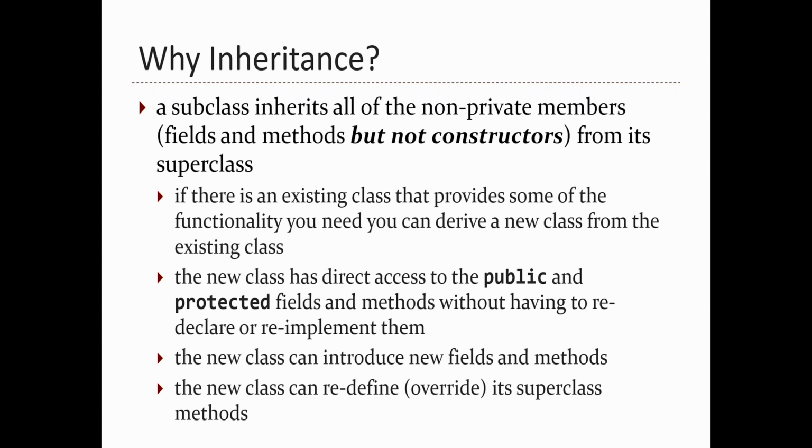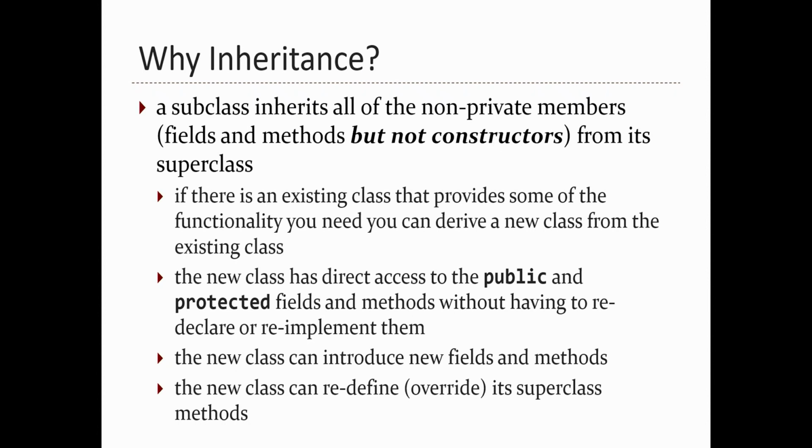Okay, so why are we using inheritance? When you have a class and you extend it, or you make a child class of it, the child or subclass inherits all of the non-private members from its superclass. Everything that's not private or package private gets inherited. So all the fields and all of the methods that are not marked private get inherited by the child class. Constructors are never inherited in Java.